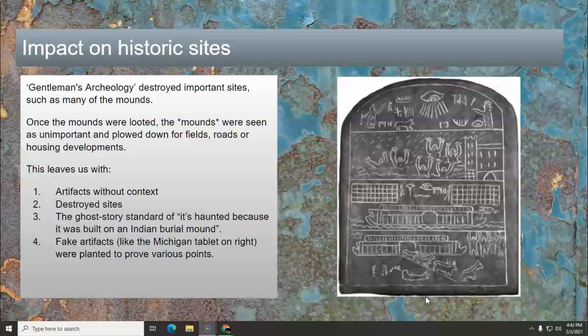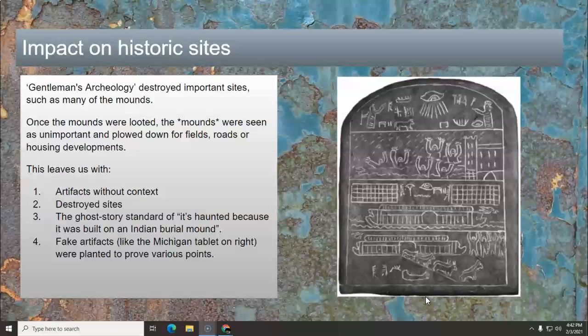Things like that. And what that leaves us with is artifacts without context. We have something that's really cool, but we have no idea where in the world it came from. We have destroyed sites. Okay, these are some ruins of something. We don't know what was here. All the stuff is gone, and we can't really tell much about it without the stuff. It also turned into that ghost story standard that you find in movies and TV and books of it's haunted because it was built on an Indian burial mound.